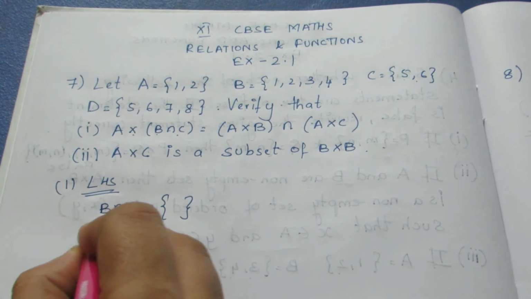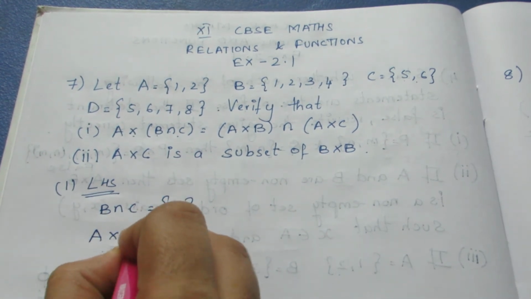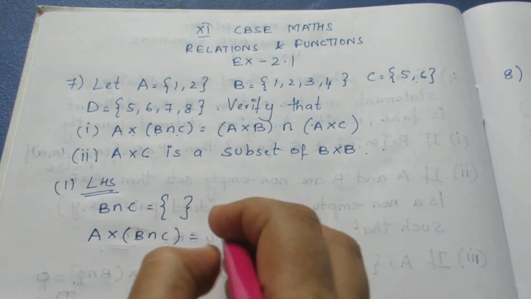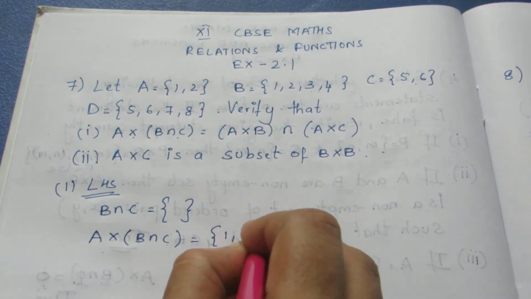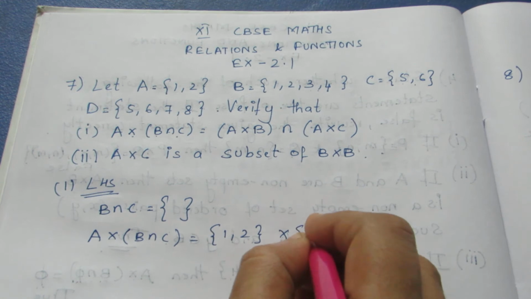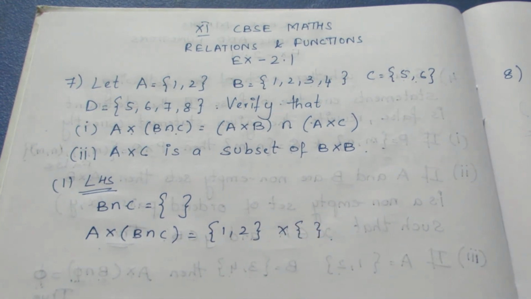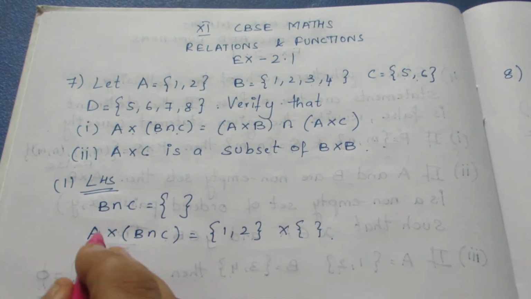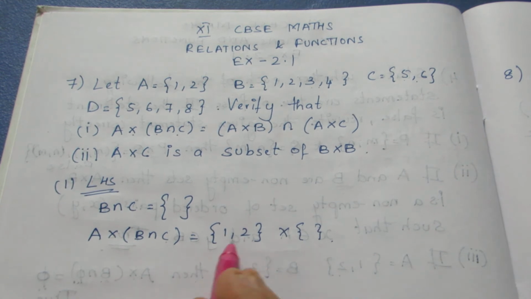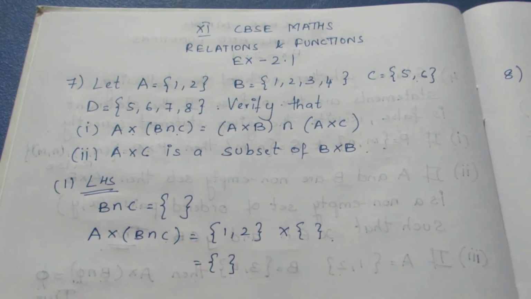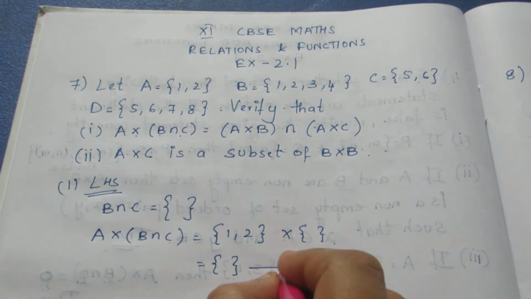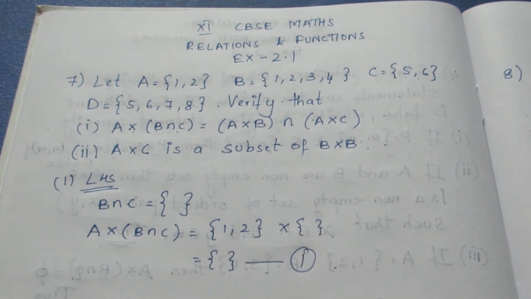Here we need to find A cross (B intersection C). A is {1, 2} and crossing with a null set, we can't multiply an element with nothing, so your answer will be a null set. So this will be my 1. This will be my LHS.